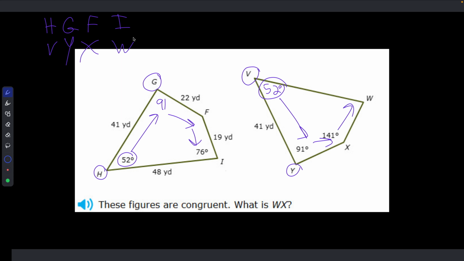Now we just do the same process that we did before. WX, last two letters, matches with the last two letters here. So that's IF or FI. FI, they told us in the drawing, is 19. So WX must also be 19 yards.